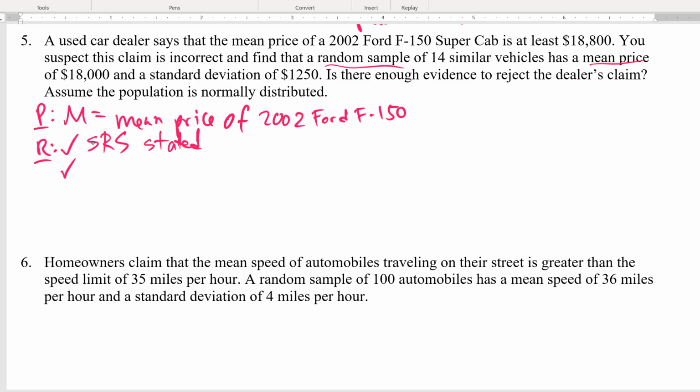How do I get normality? 14 is not greater than 30. I don't have normality. See, normality is not given.